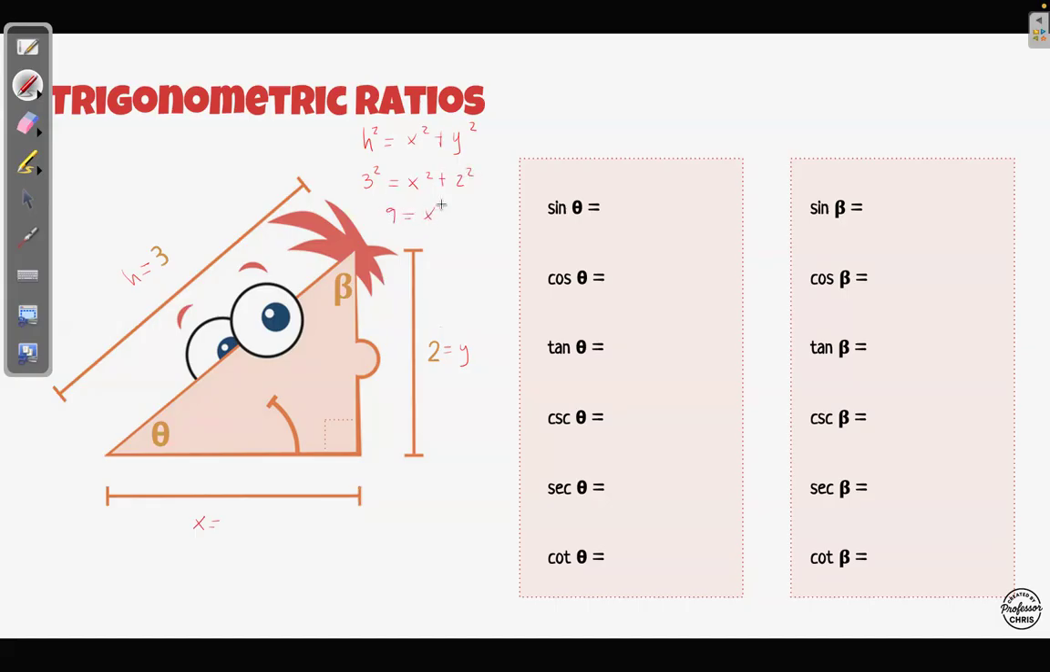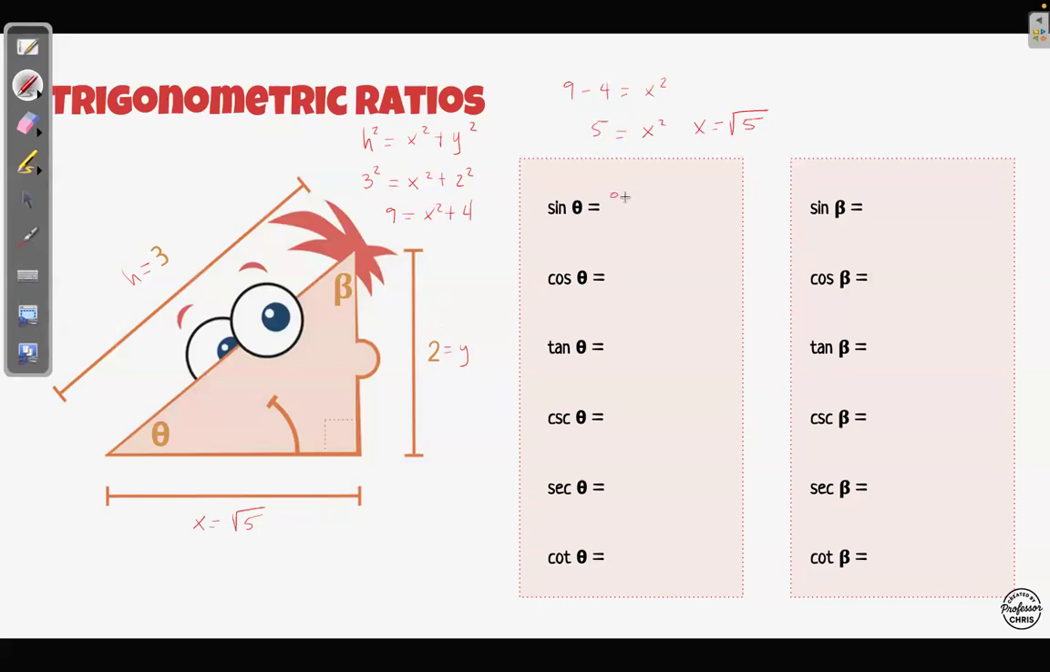9 is equal to x squared plus 4. 9 minus 4 is equal to x squared. 5 is equal to x squared, making x the square root of 5. We're not going to find the decimal approximation. We keep it as the square root of 5.